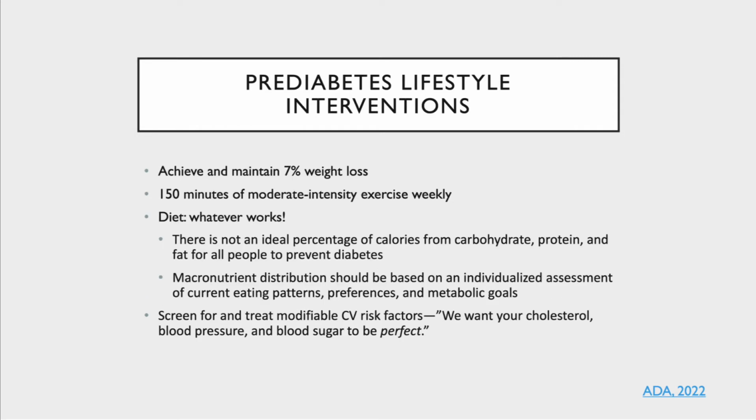It's interesting that the ADA now has named a level of weight loss that is desirable for lifestyle intervention. When people lose weight, if they lose 5 pounds, that's great, terrific, but it may not be sufficient to reduce their risk. So the ADA has looked at the studies, and it turns out that about a 7% total weight loss is the number that they're looking for. 150 minutes of moderate exercise weekly is what's recommended for pre-diabetes.